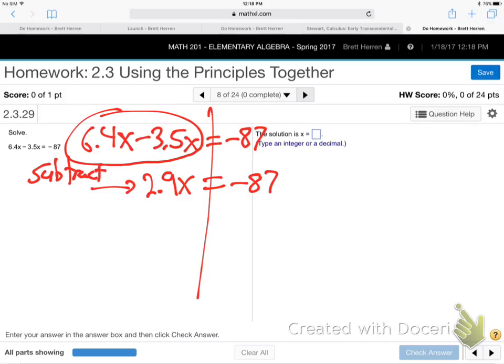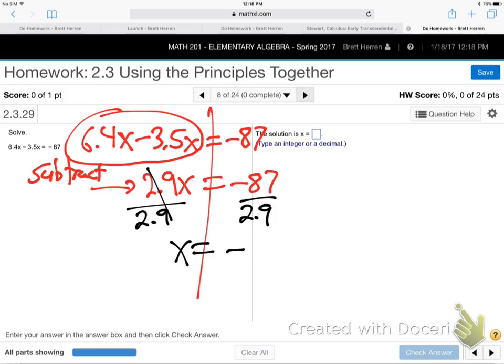And you get 2.9x. Is that good? And then what's always the last step? Divide. And whenever we divide, we divide by the same sign. So we divide by 2.9. And with decimals, I would always just use my calculator.